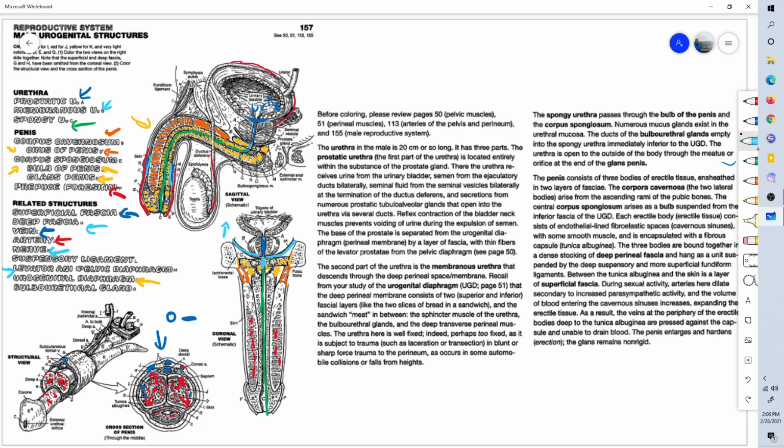And the levator ani, the pelvic diaphragm, is right there underneath the prostate gland. And of course, here we have the bulbourethral gland, which is going to put that lubrication before ejaculation into the spongy urethra.